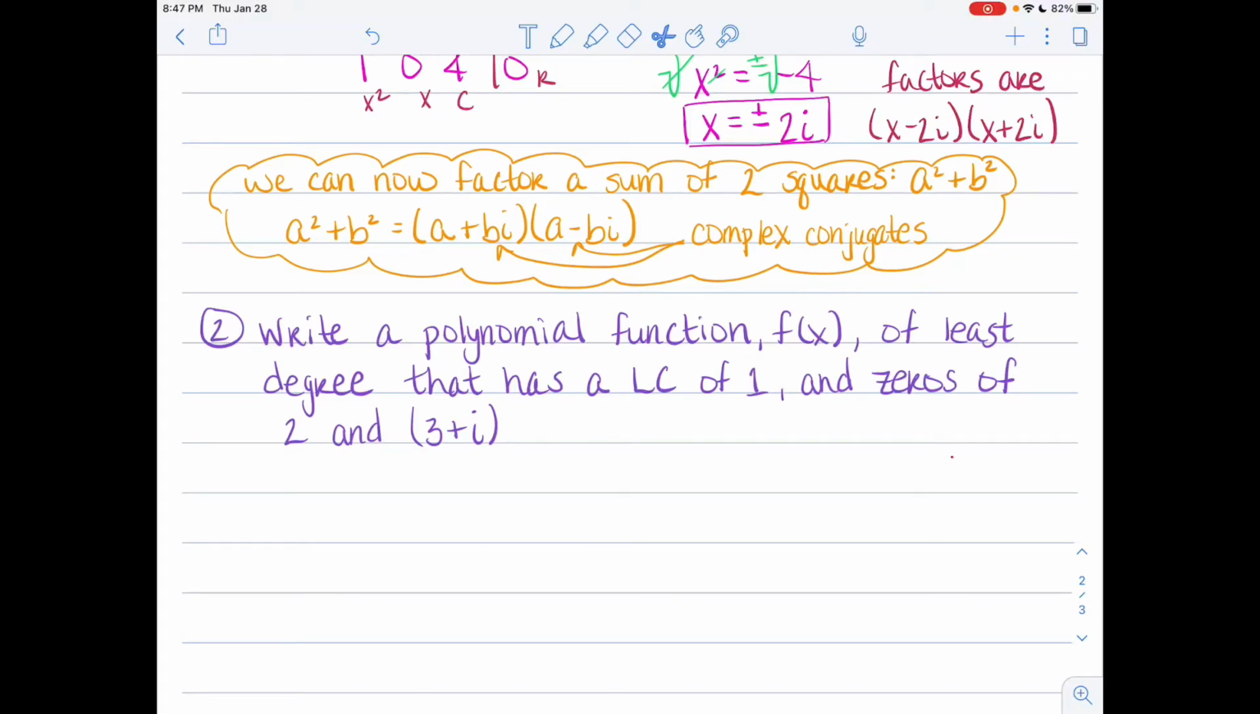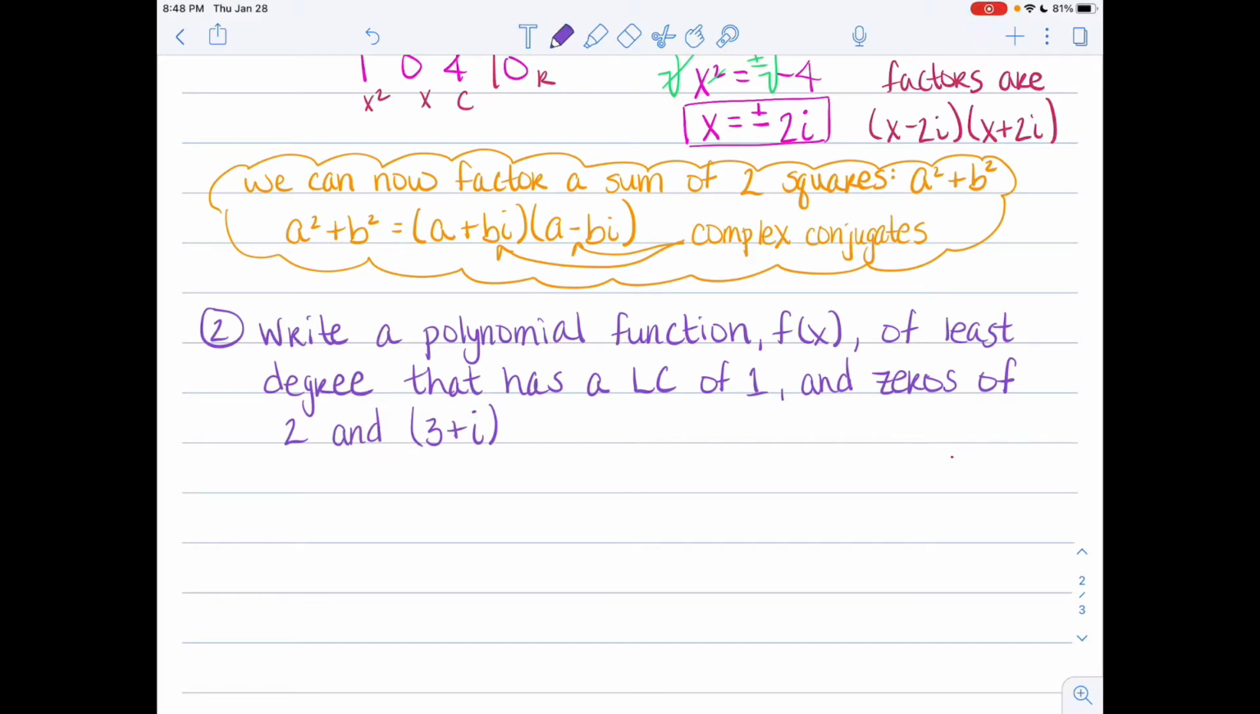Next, we're going to look at writing a polynomial function that has some complex zeros to it. So this is going to be very, very similar to what we did in lesson 5.5 with our irrational numbers, but just think about everywhere that we were seeing the square roots, we are now going to be seeing complex numbers, things with an i attached to them.